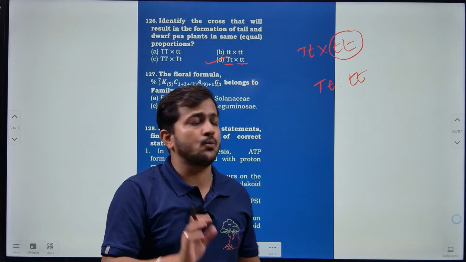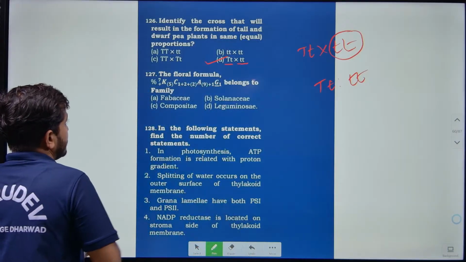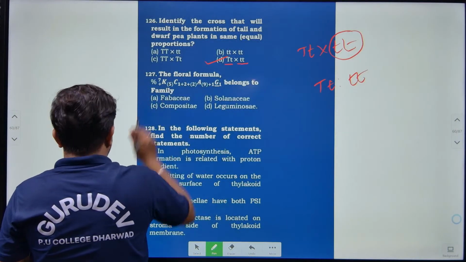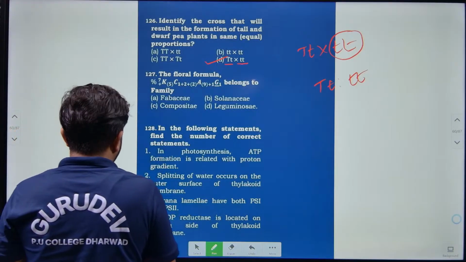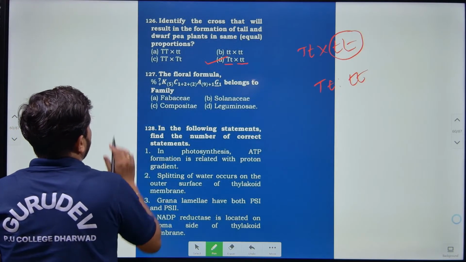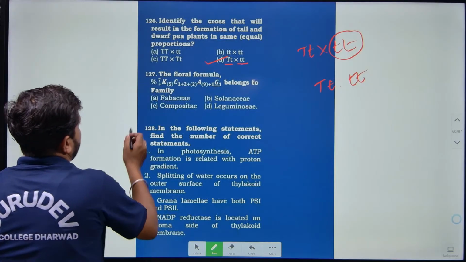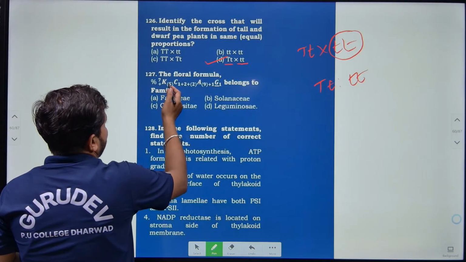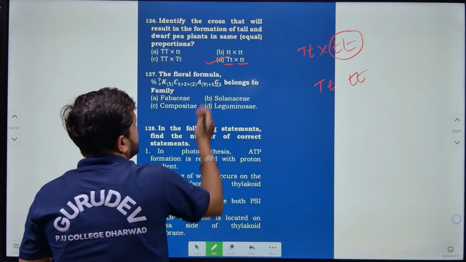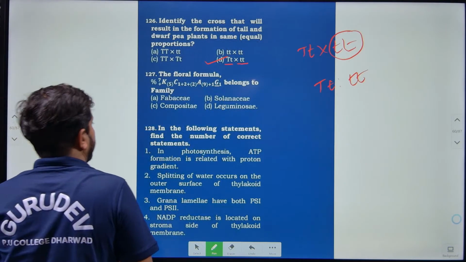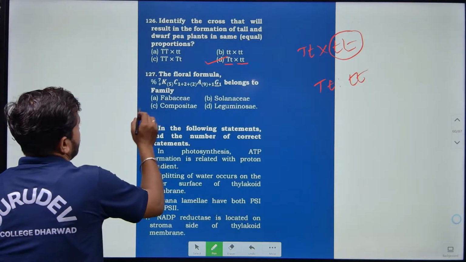The test cross ratio is 1:1. Then the floral formula they have mentioned: with respect to the floral formula, we have to find out which family it belongs to. Calyx, corolla, androecium, gynoecium fused, and the superior ovary type, and that I am going to find out.